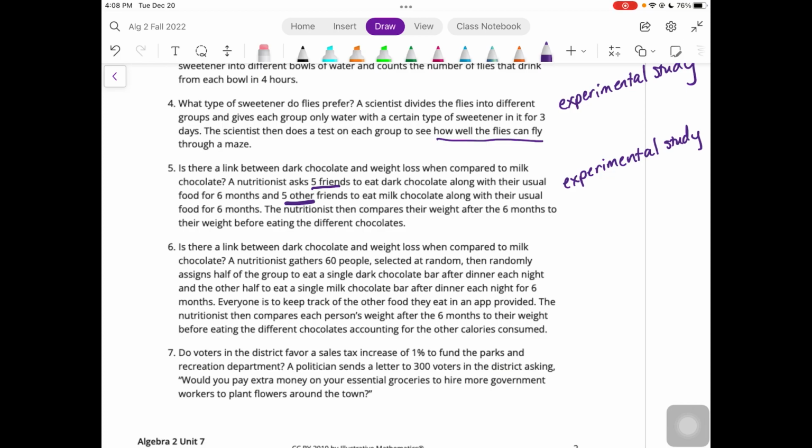All right, number 6, again, the same question. This time a nutritionist gathers 60 people selected at random, then randomly assigns half of the group to eat a single dark chocolate bar after dinner each night, and the other half to eat a single milk chocolate bar after dinner each night for 6 months. Everyone is to keep track of the other food they eat in an app provided. The nutritionist then compares each person's weight after the 6 months to their weight before eating the different chocolates, accounting for the other calories consumed. So again, this is experimental.